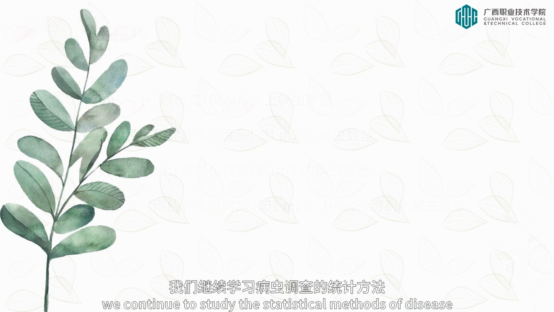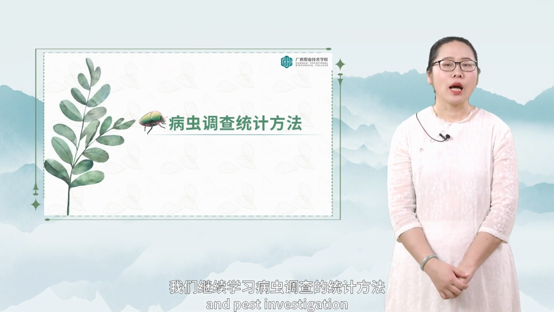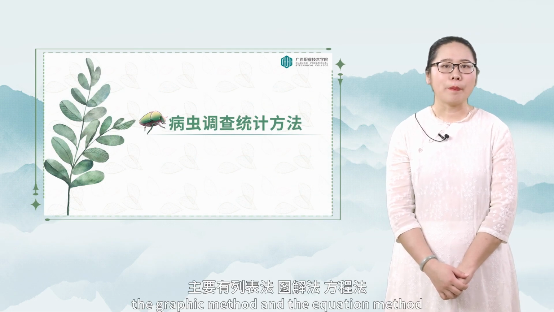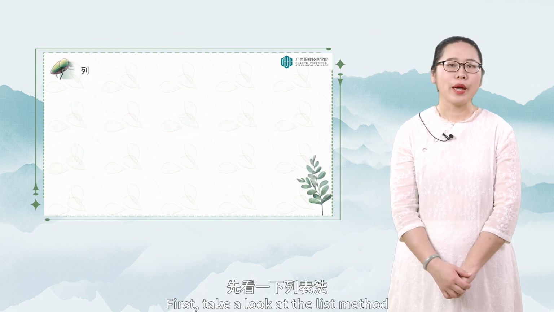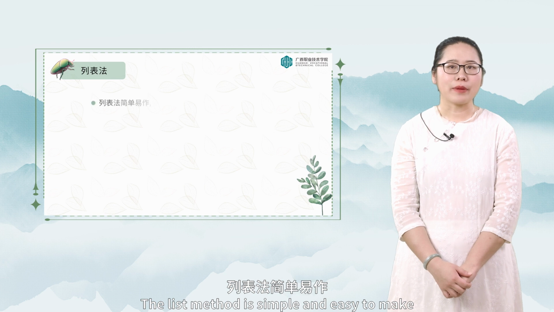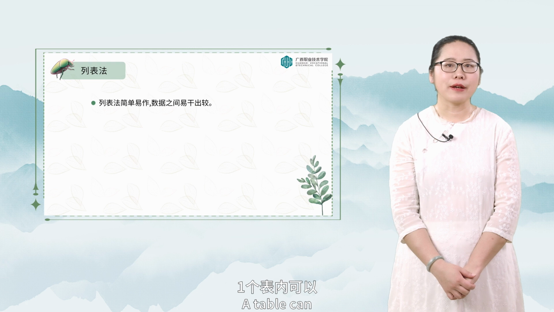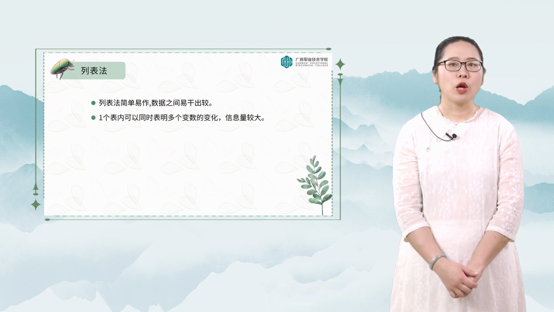Finally, we continue to study the statistical methods of disease and pest investigation. They mainly include the list method, the graphic method, and the equation method. First, take a look at the list method. The list method is simple and easy to make. The data can be compared easily. A table can show the changes of multiple variables at the same time.